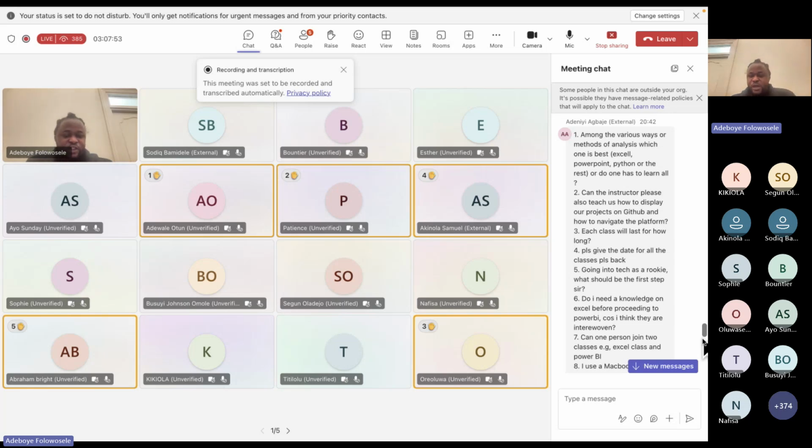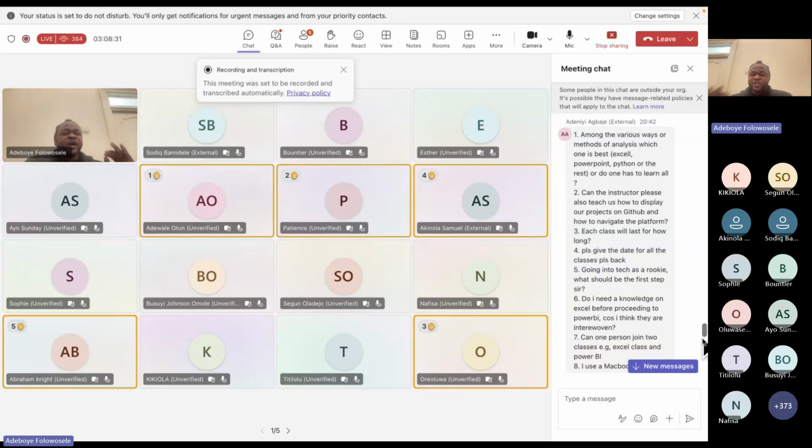So the next question is, do I need a knowledge of Excel before proceeding to Power BI? Because I think they are interwoven. I just gave that as basics. It's not compulsory. They are interwoven. But Power BI was majorly like an advanced Excel. So that is why I usually encourage people to do Excel first before proceeding to Power BI. Do Excel first, then proceed to Power BI. So that makes it easy for you.